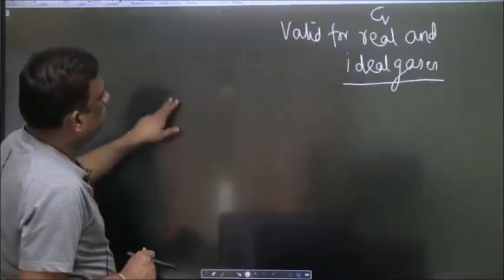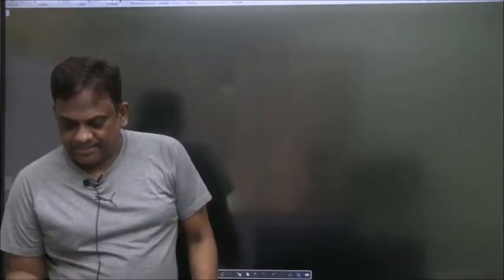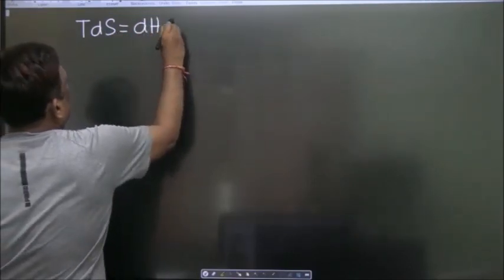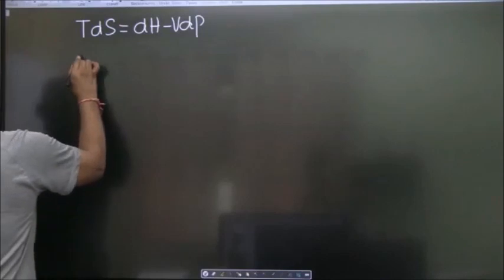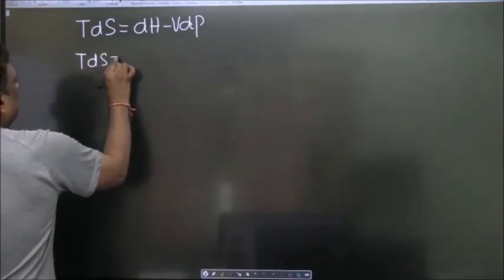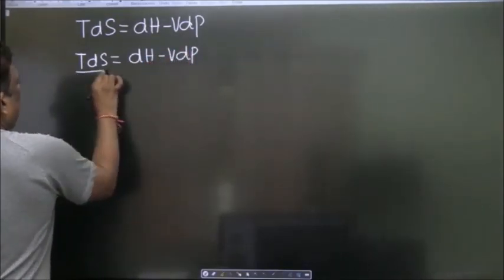Now let us go for constant pressure. We have seen how we represent constant volume on Ts. Let's see how we represent constant pressure on Ts. Look at the representation of constant pressure on Ts. We know that TdS is equal to dH minus VdP. TdS is equal to dH minus VdP. Both sides I divide with mass.